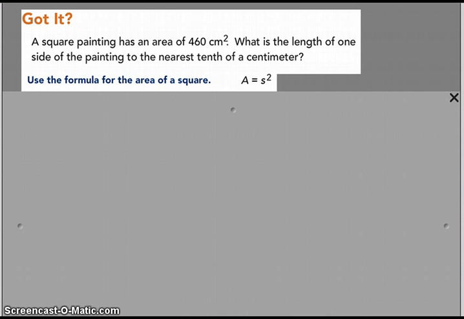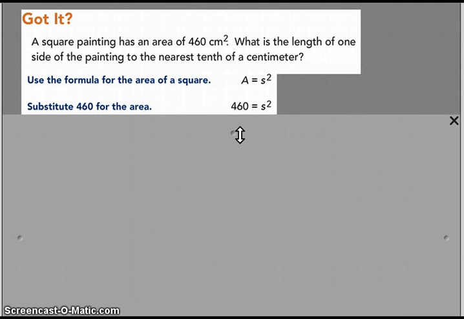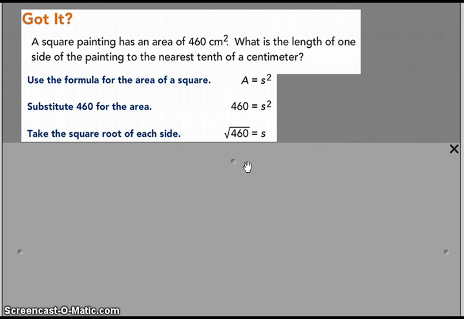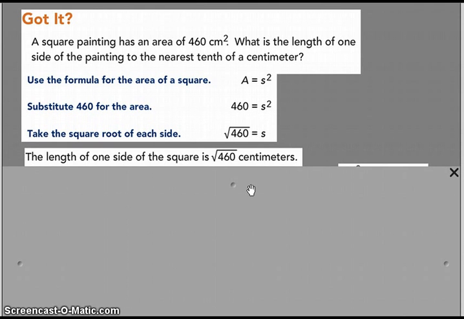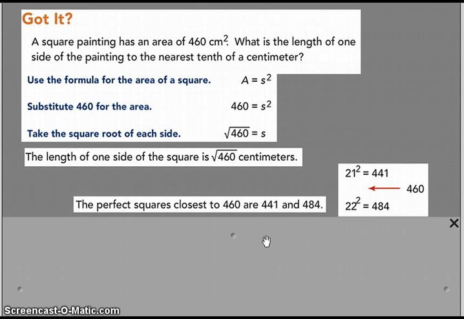All right, let's try one more problem. A square painting has an area of 460 centimeters squared. What's the length of one of the sides? Again, it's a square. We use the formula for the area of a square, that the area is S squared. So we're going to take the 460 and we're going to plug it in for area. We'll take the square root of both sides. Now we know that one side has a length of the square root of 460.